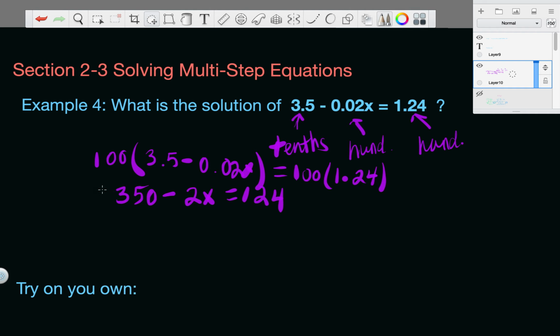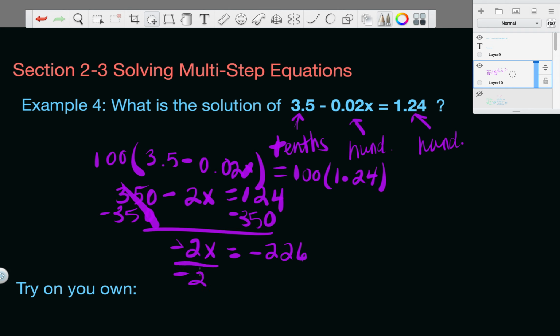Okay? Now again, I want to get this x alone, so I need to get rid of this 350. If there's nothing in front, I know that it's positive, so I need to subtract from the left, and now from the right. So now I'm left with negative 2x equals 124 minus 350 gives me negative 226. Then I need to divide by negative 2 on both sides, and then I'm left with a positive, because I have 2 negatives, 113.